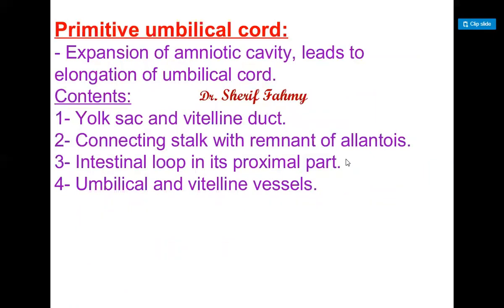And in this primitive umbilical cord, the expansion of the amniotic cavity leads to elongation of the umbilical cord, and it contains the yolk sac and vitelline duct, the connecting stalk with the remnant of the allantois, an intestinal loop and inner stromal part, and the umbilical and vitelline vessels.